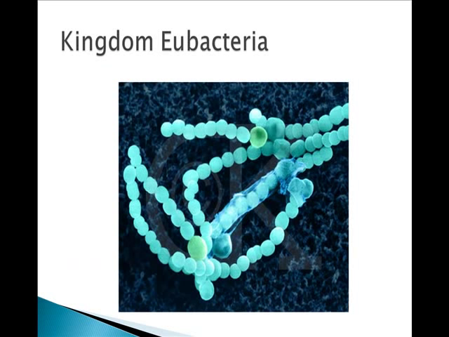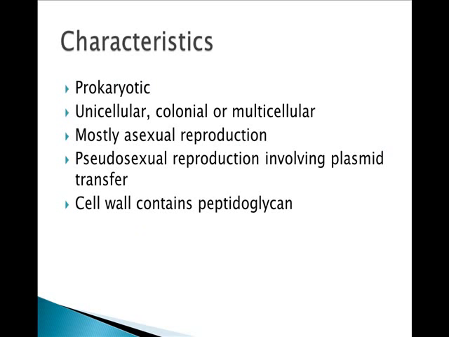Eubacteria. Remember, eubacteria is in its own domain. It's in the bacterial domain, and the archaebacteria are in the archaea domain, because there's quite a bit of difference between those two groups genetically. So eubacteria are also prokaryotic. They're mostly unicellular, although they can be colonial or multicellular organisms. They're mostly asexually reproducing, just like the archaebacteria. But they also have what's called pseudosexual reproduction, which means that they have a small circle of DNA that's not their main DNA. It's called a plasmid, and they can transmit this plasmid back and forth between bacteria through a little tube that they connect to each other, called a pilus.